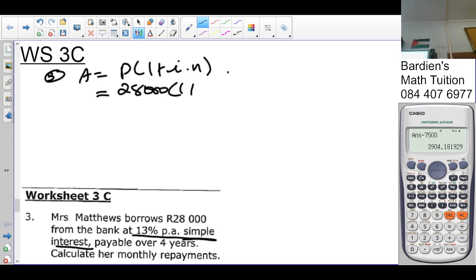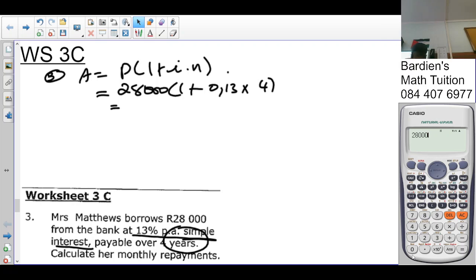28,000 rand into 1 plus 0,13 times your time in years? 4 years. So they said so. Alright, let's see. Calculator. 28,000 into 1 plus 0,13 times 4 gives you 42,560. Is that what you guys got? Yes. 42,560 rand.